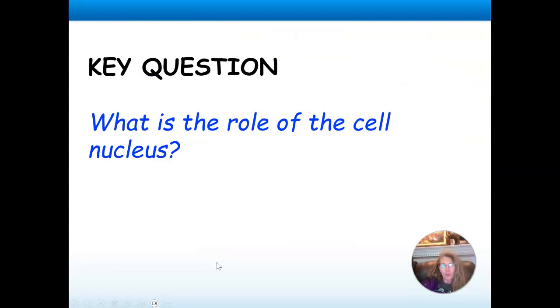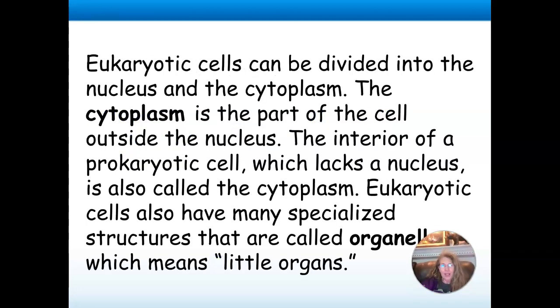So we're going to start out with: what is the role of the cell nucleus? You can read all this. This just goes back again to the difference between eukaryotic and prokaryotic cells, and that organelles actually mean little organs. They're little packages surrounded by a membrane that do some of the cell's work, and they're encased in or float around in the cytoplasm.